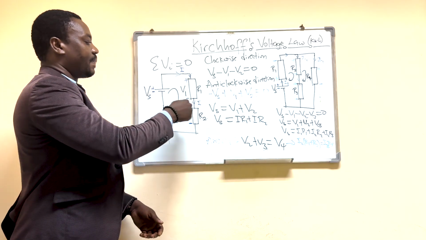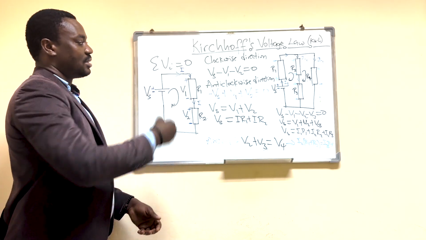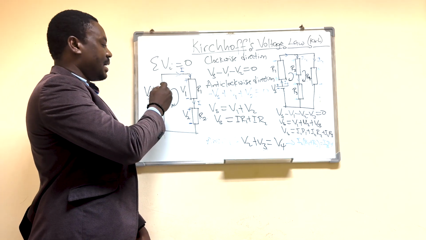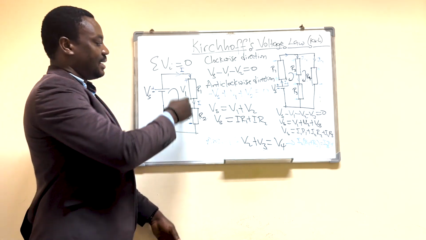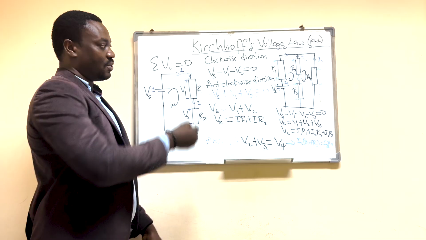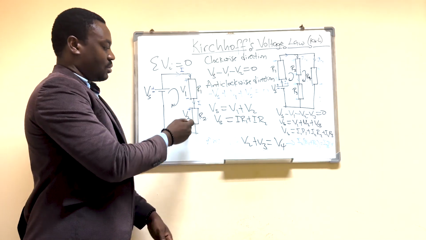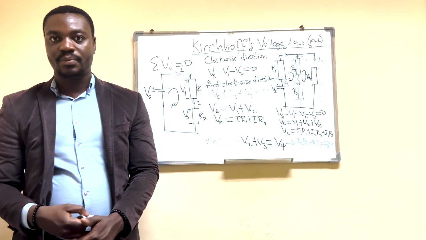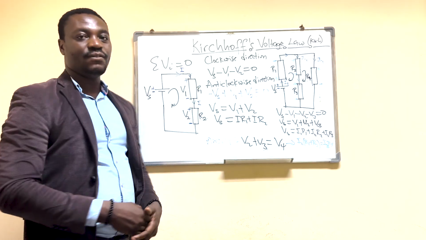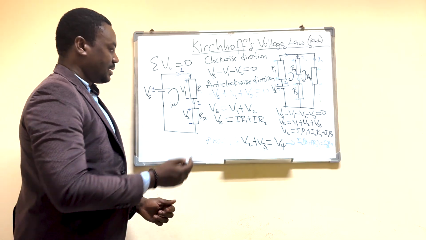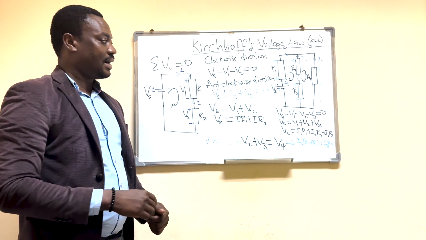So here, when it comes to this circuit, for clockwise direction, we have minus to plus, so that's a rise. And then here we have plus to minus, that's a voltage drop. And the voltage there is V1. Here too, we have plus to minus, a drop. So the voltage there is V2. So we have Vs minus V1 minus V2 equals what? 0.